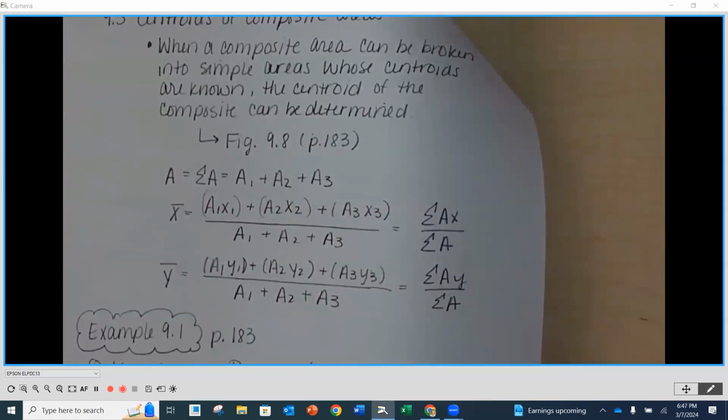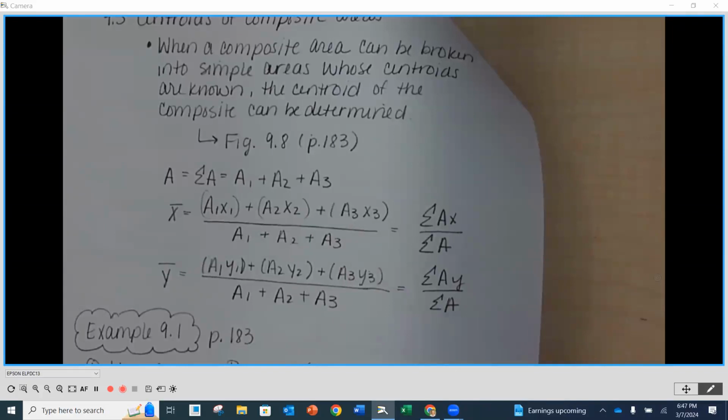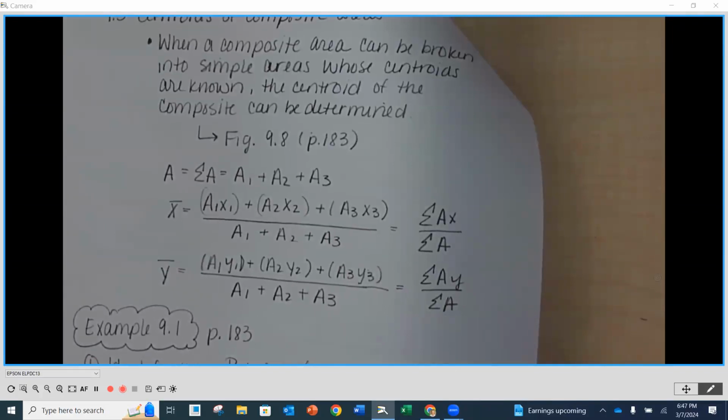The next one is going to be when I want to find my X bar. My X bar is going to be the horizontal distance, or the distance away from the Y axis that my centroid is for the composite. So I'm going to multiply together the area of shape number 1 and its distance in the X direction from the reference axis for that simple shape. That's going to be X1, plus the area 2 times its X2, plus area 3 times its X3 dimension, and so on for however many simple shapes that we have.